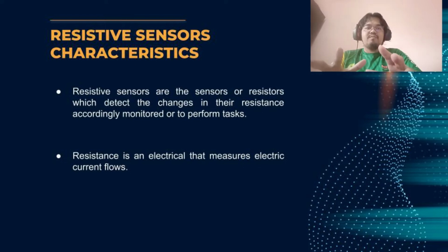So, I will talk more about the resistive sensor. Resistive sensors are sensors or resistors which detect changes in their resistance, and accordingly monitor or react to perform tasks. And what is resistance? Resistance is an electrical quantity that measures the opposition to the electric current flowing through it. And there are so many types of resistive sensor.